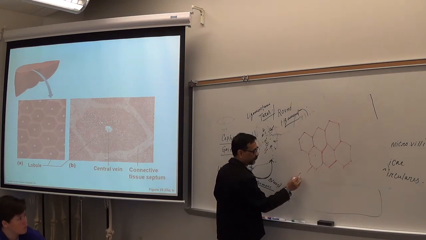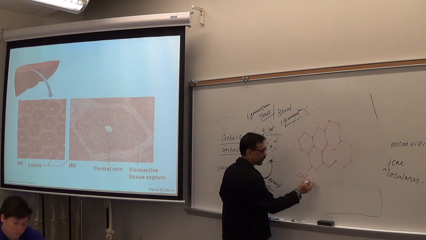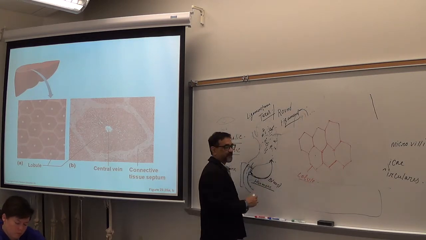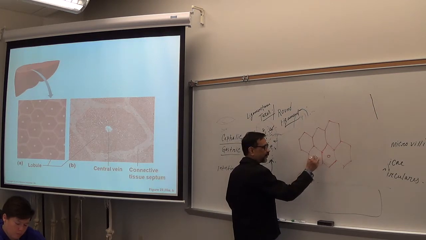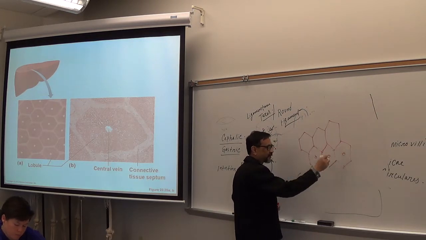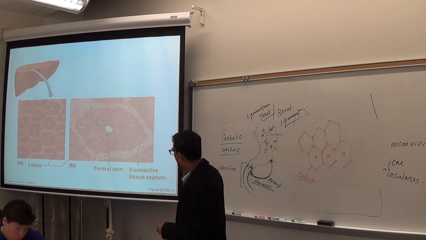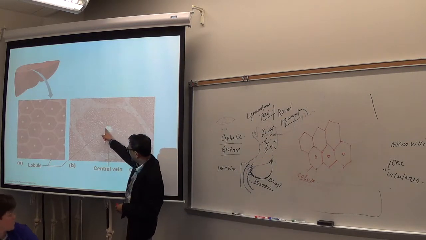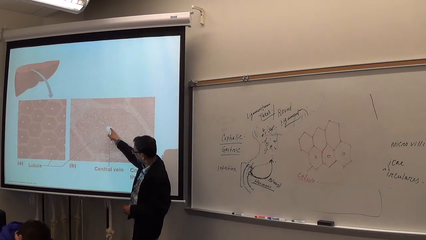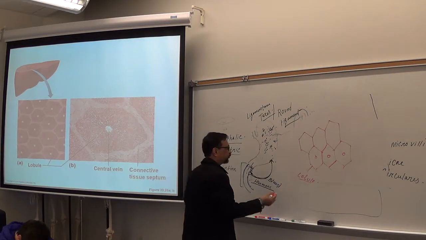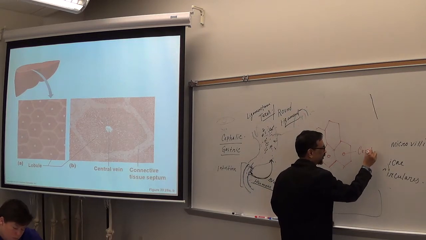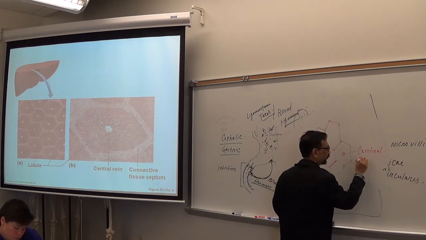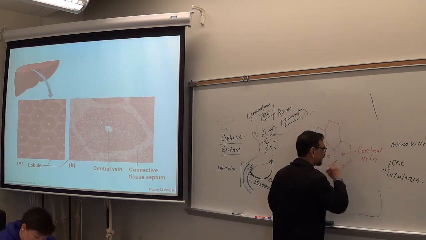So, hexagonal lobule. And in the center of the lobule, you have the central vein. So that's why you see that canal there for the central vein. The central vein passes through this.